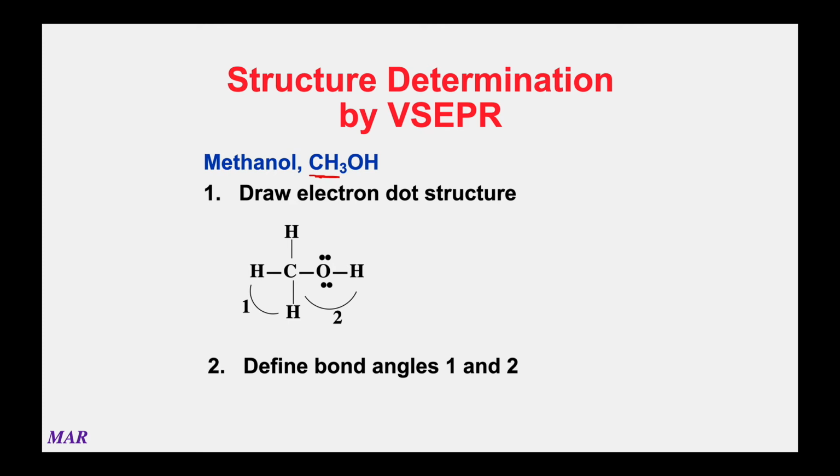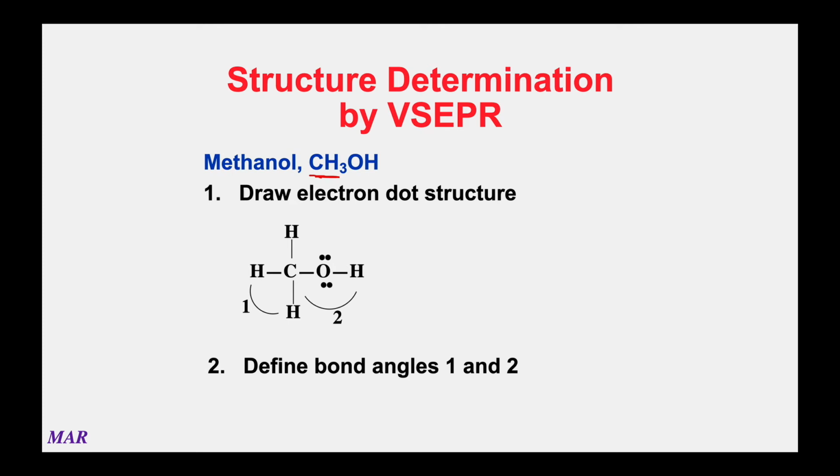It says define the bond angles around 1 and 2. Okay, to figure out bond angles, you need to know what the electron pair geometry is around the central atom. So around angle 1, which is HCH, we want to know the electron pair geometry of carbon. Carbon has 4 bonds around it. Anything with 4 bonds, tetrahedral, and anything tetrahedral, about 109 degrees. 109.5 is fine. All right, no problem.